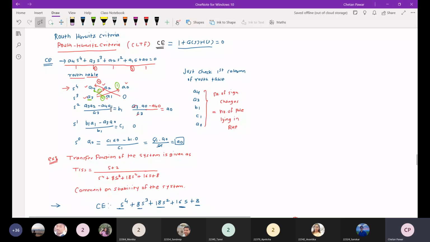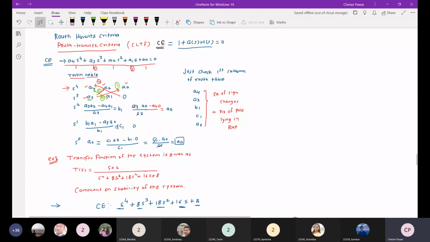Okay, so let us consider this s raised to 1 row. Here b1 is the first element in the s square row, and a0 is the second element. So what we have done: b1 into a1 minus a3 into a0, divided by b1, will give the first term, c1.